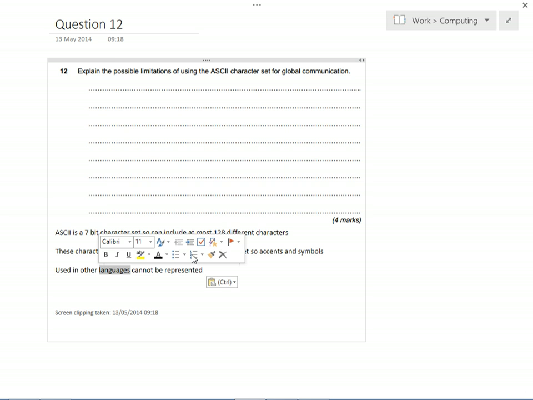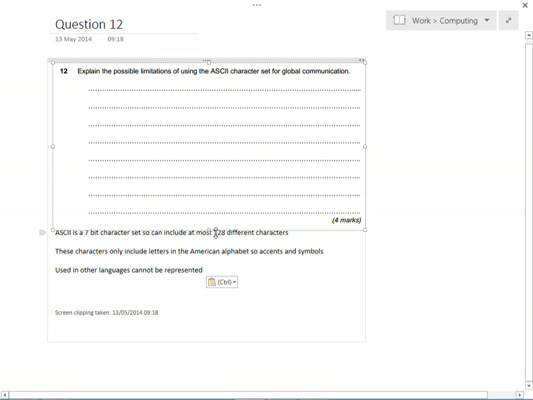So for your marks, you'd get 1 mark for saying at most 128 different characters. You get 1 mark for 128, 1 mark for saying different characters stored in each of those 128, 1 mark for talking about the American alphabet or English alphabet or Latin alphabet, and 1 for saying that other symbols can't be easily represented.